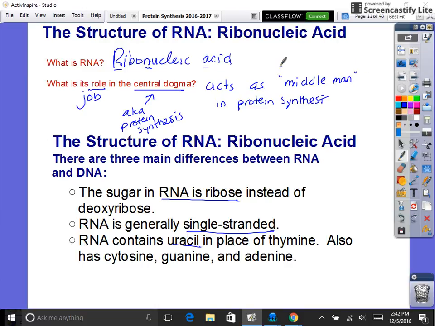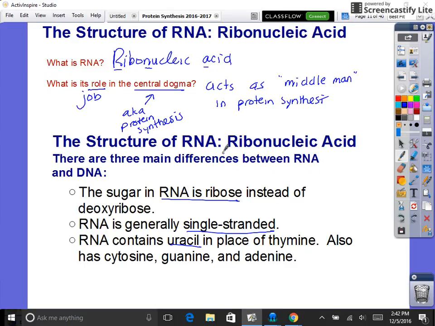We're going to talk about a new nucleic acid that's closely related to DNA, and that is RNA. RNA stands for ribonucleic acid. Its job is to act as kind of a middleman in protein synthesis. You're going to hear the term central dogma of molecular biology, and that's really talking about protein synthesis, the building of proteins. It's the idea that DNA is converted into RNA, and then that's converted into proteins.